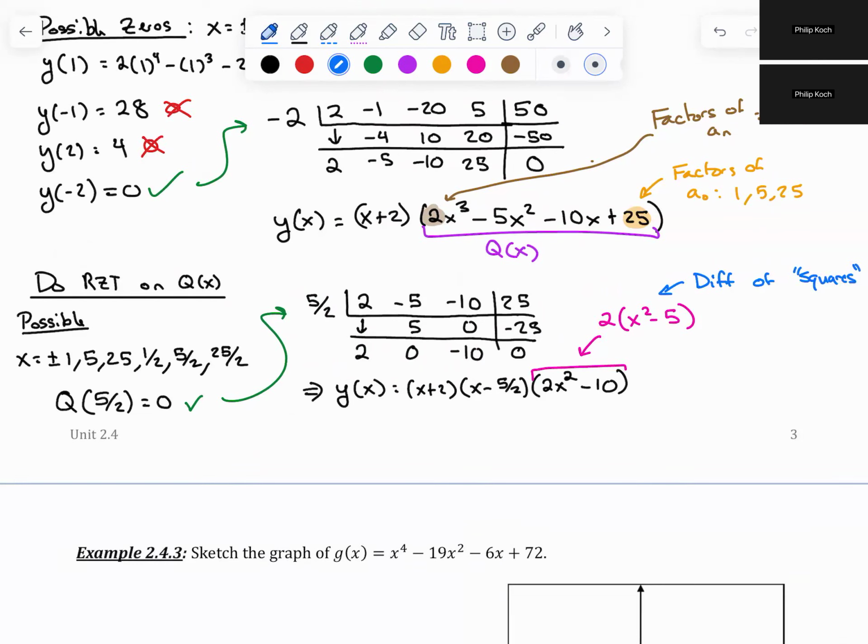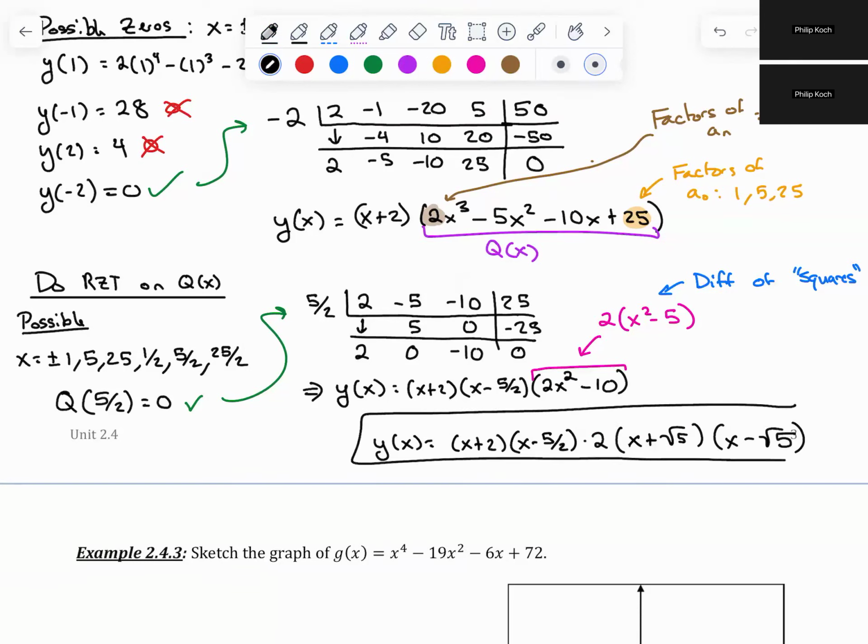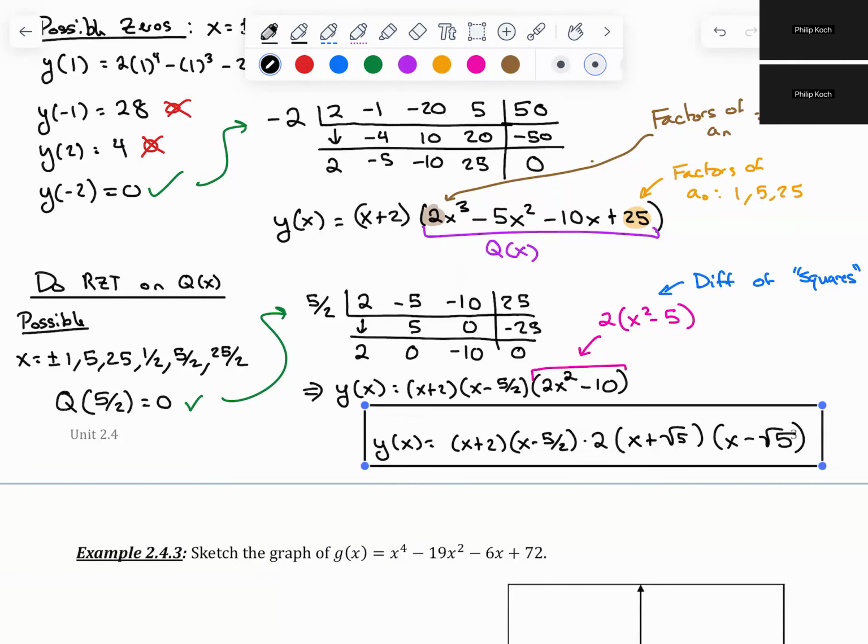So this thing actually does factor to finally y of x is equal to x plus 2 times x minus 5 halves times 2 times x plus the square root of 5 times x minus square root 5. And that is our answer. We can put the 2 out front if we really want to. But unnecessary. It's good enough. Alex will accept it. I'm sorry to keep you 1 minute late. That'll do it for this week.